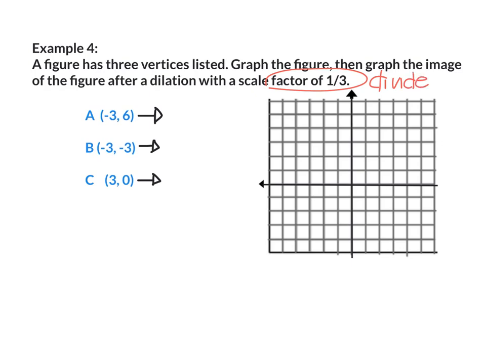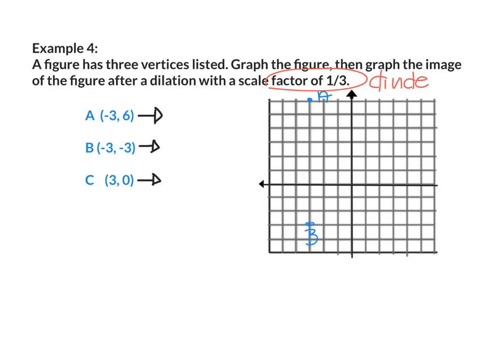So I have A is at -3, 6. So I'm going to start at the origin, go to the left 3, and up 6. 1, 2, 3, and then up 6. 1, 2, 3, 4, 5, 6. That would be point A. Now point B is -3, -3. I'm going to start at the origin, go to the left 3, 1, 2, 3, down 3. 1, 2, 3. That would be point B.